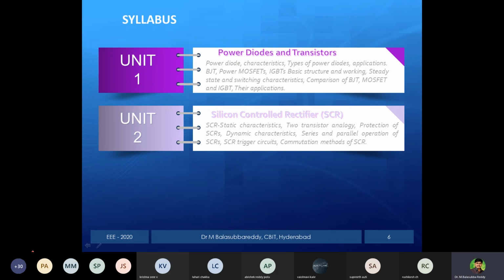Like that, what is the requirement? Why do we need to use parallel operation? If our power demand is more than one machine rating or one transformer rating, then we need to connect two or three, or any number of transformers, in parallel. That is the requirement.